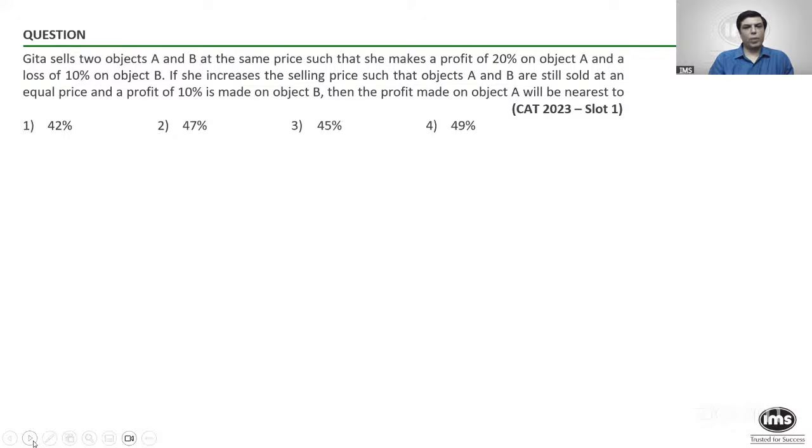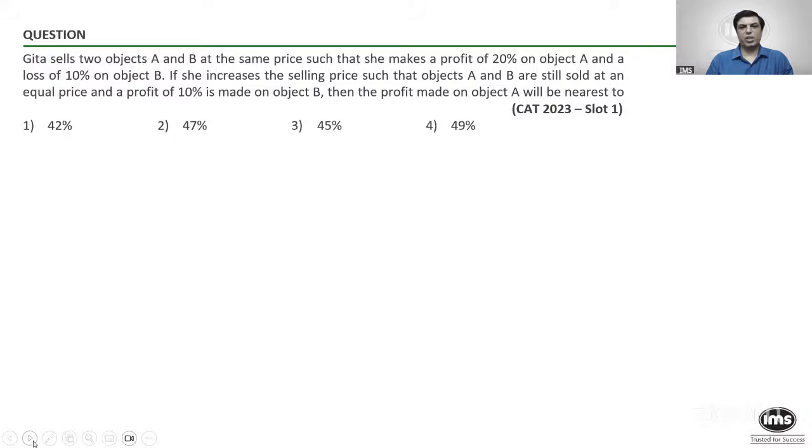Geeta sells two objects A and B at the same price such that she makes a profit of 20% on object A and a loss of 10% on object B. If she increases the selling price such that objects are still sold at the same, equal price, and a profit of 10% is made on object B, then the profit made on object A will be nearest to.